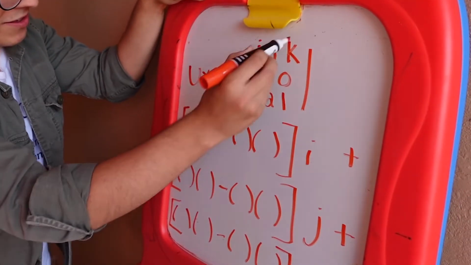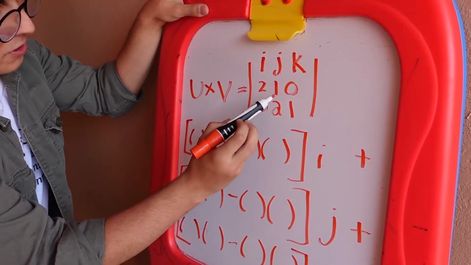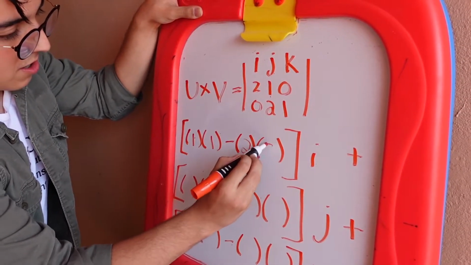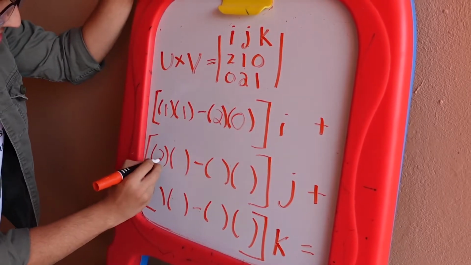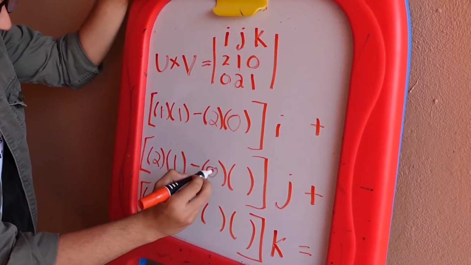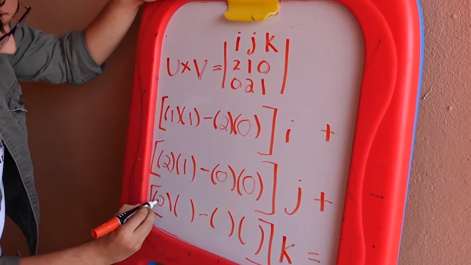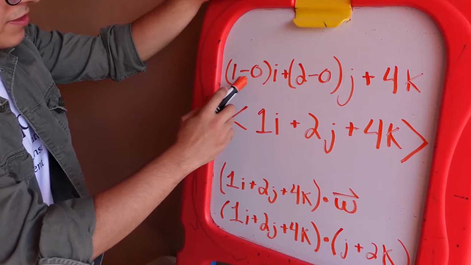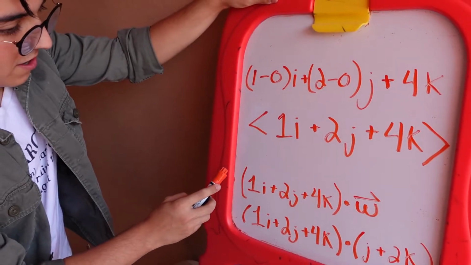Okay, so for the cross product, we have to make this arrangement of the 2 vectors, and then for letter i, we have to multiply 1 times 1 minus 2 times 0. For letter j, we have to multiply 2 times 1 minus 0 times 0. And for letter k, we have to multiply 2 times 2 minus 0 times 1.